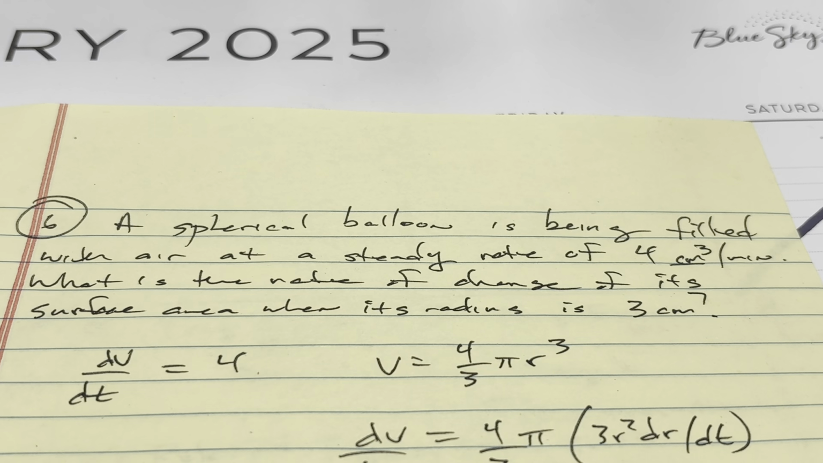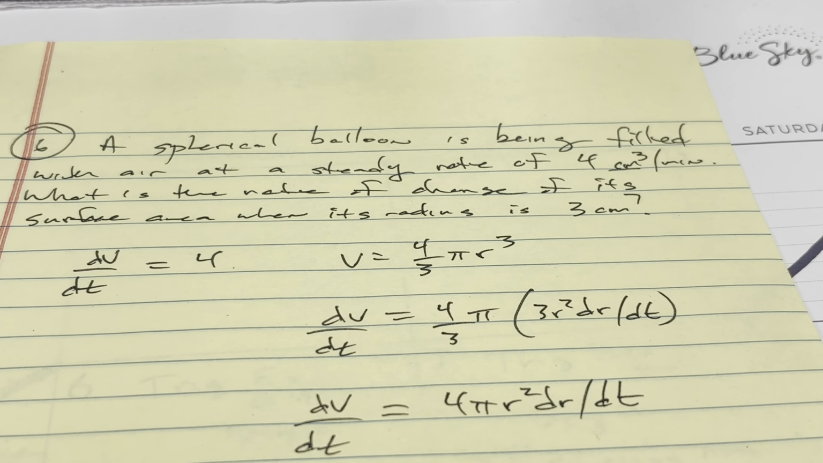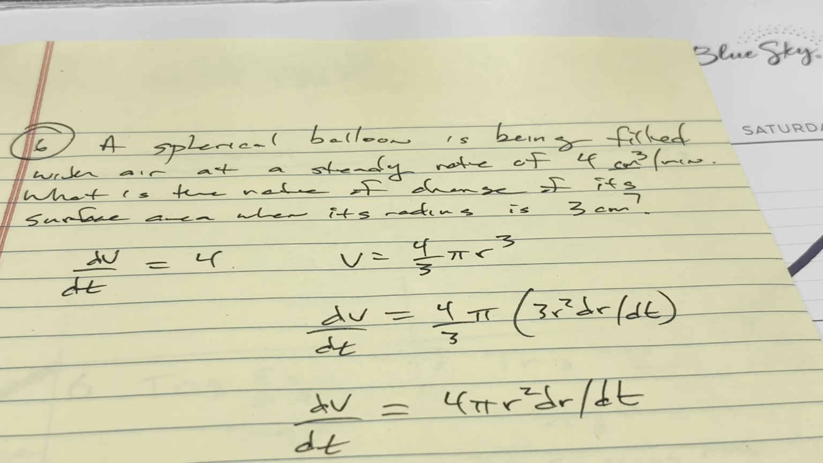That's dV/dt, and it's a positive 4. What is the rate of change of its surface area when its radius is 3? All right, so I know dV/dt is 4. What is the formula for the volume of a sphere, which they think you should know? All right, so 4/3 pi r cubed. I need to take the derivative, bring down the power, r squared dr/dt. All right, clean that up a little bit. Look at that. dV/dt is 4, and the radius is 3.